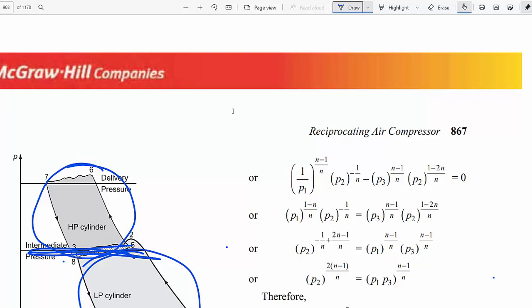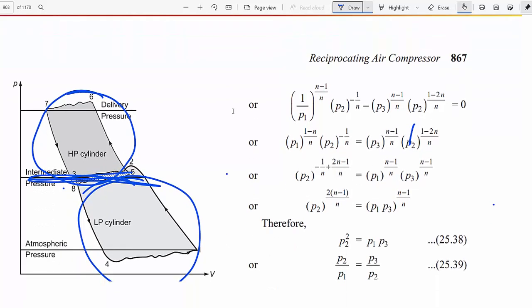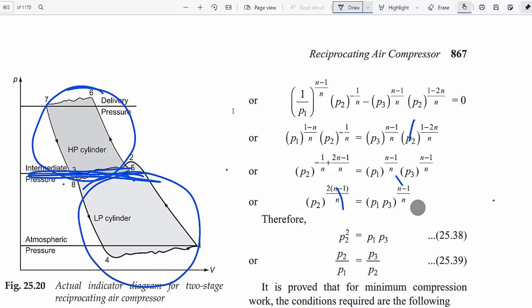Then P2 power minus 1 by n plus 2n by n minus 2n minus 1 by n, which is equal to P1 power n minus 1 by n into P3 power n minus 1 by n. Okay, small rearrangement from LHS and RHS. Then P2 power 2(n minus 1) by n is equal to P1 by P3 power n minus 1 by n. Small rearrangement, then the n minus 1 by n terms cancel, then P2 square equal to P1 P3. It is from P2 by P1, which is equal to P3 by P2.